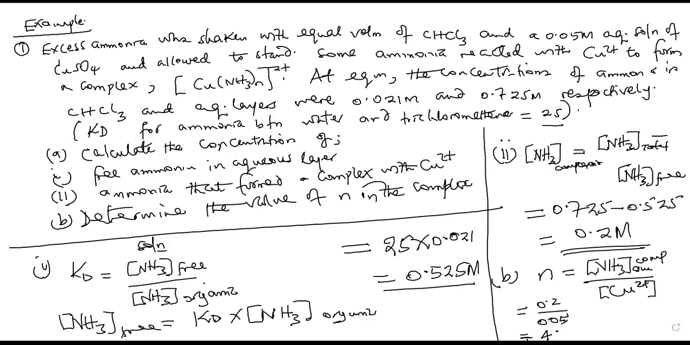So the value of n is 4, meaning that the formula of the complex, if you are told to deduce it, you would say Cu(NH3)4 2+. Okay. So that is what we are having. Alternatively, after reaching here, to get the value of n, one can say 0.05 moles of copper 2 ions complex with 0.2 moles of ammonia. What about 1 mole of copper 2 ion? Still, you get the value of n as 4.